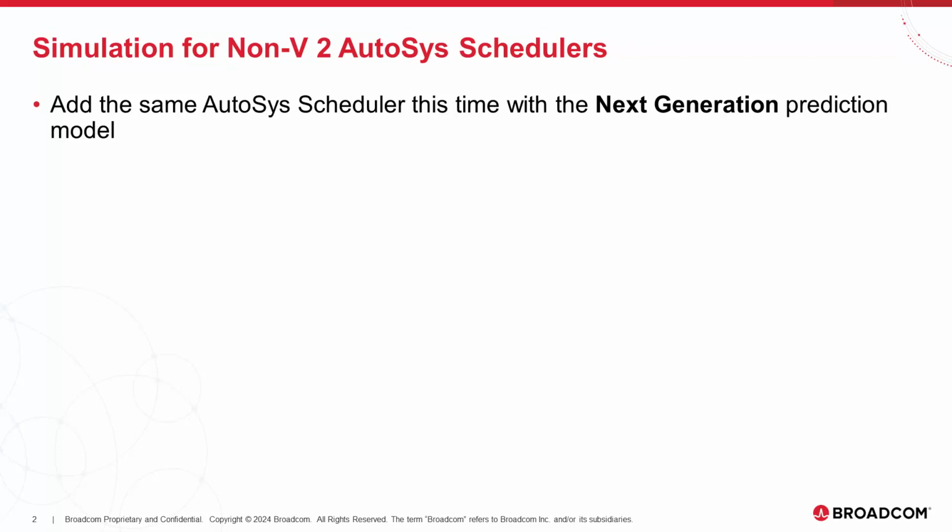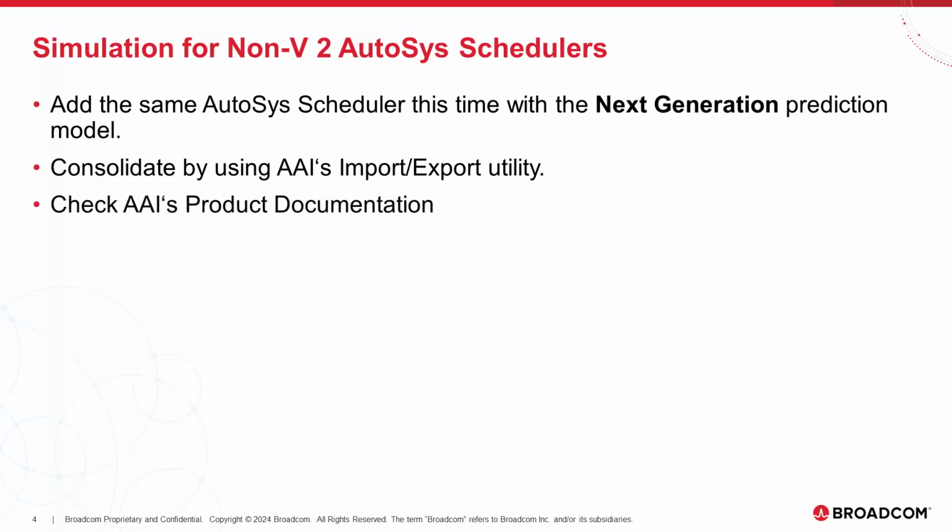If in the future you wish to consolidate onto the v2 scheduler and migrate your job streams across, then you can do this really easily by using AAI's import and export utility. Performing a search for the word export in our technical documentation will return the information that you need to do this.